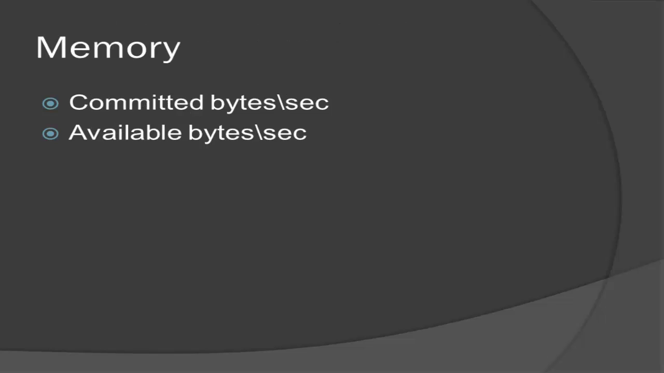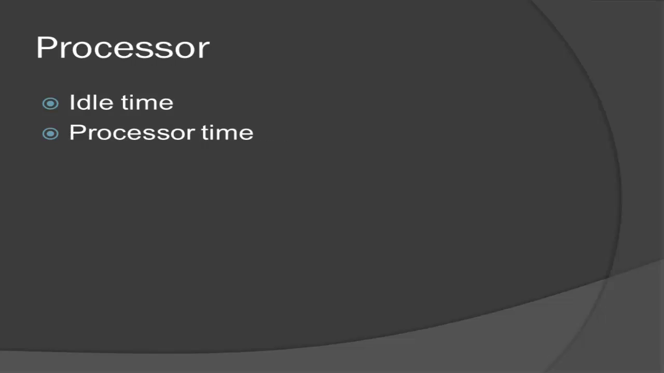Now, another thing I found out that with a database system on a server, you want to be monitoring is the memory of the server, of course. Just so I could show a little bit more information, I chose the committed bytes per second and the available bytes per second for memory, just so we could see something happening since we don't really have a database server.